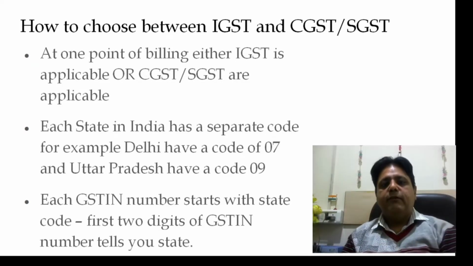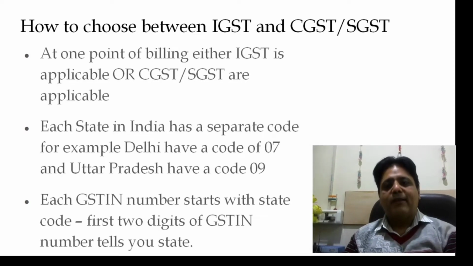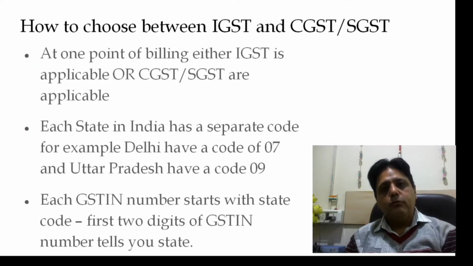Let's understand that each and every state or national territory has been assigned a separate code. For example, Delhi has been assigned a code of 07 and Uttar Pradesh has been assigned a code of 09. Each and every GSTN number starts with the state code, which means the first two digits of the GSTN number are the code of the state in which those registrations were done. For example, if your registration is in Delhi, then the GSTN number given to you will start from 07. Okay, and likewise, in whichever state your registration is done, the GSTN number will start with the respective code of the state.